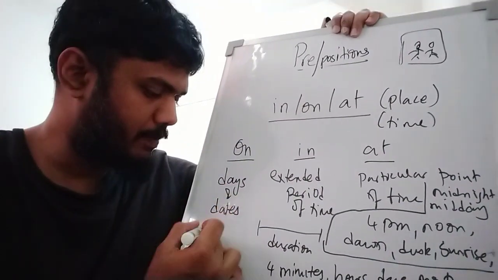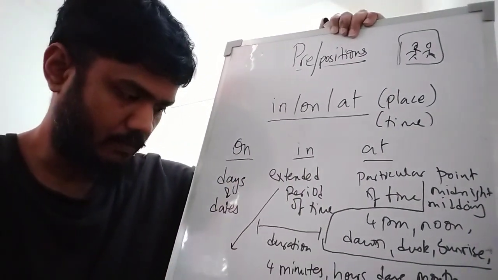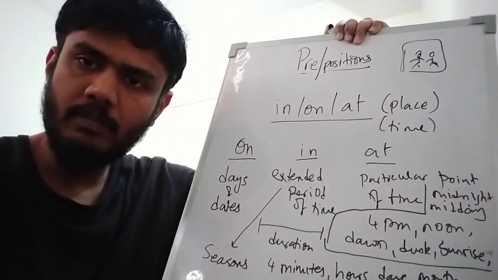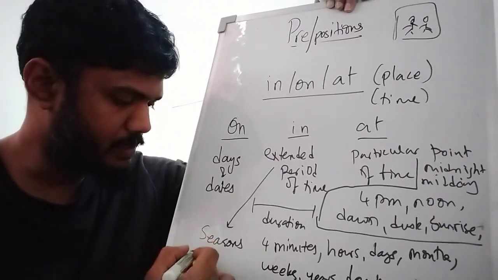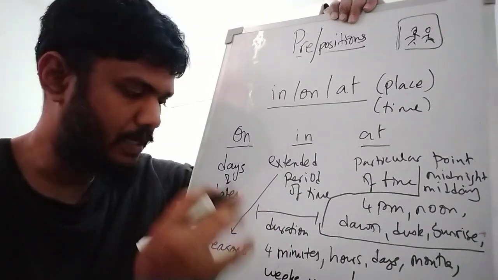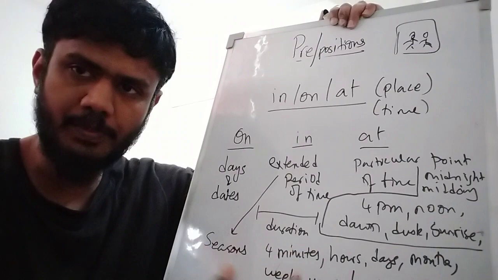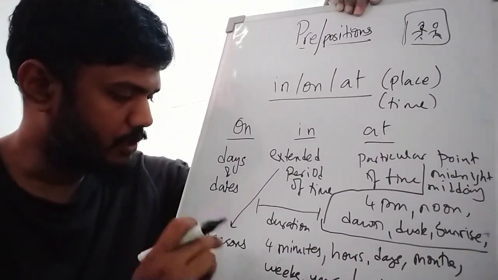Other things that in can be used for, again, in are seasons, in summer, in winter, right? Festivals. Okay, let's leave out festivals for now. So seasons: summer, winter, autumn, spring, monsoon. You can use them there.